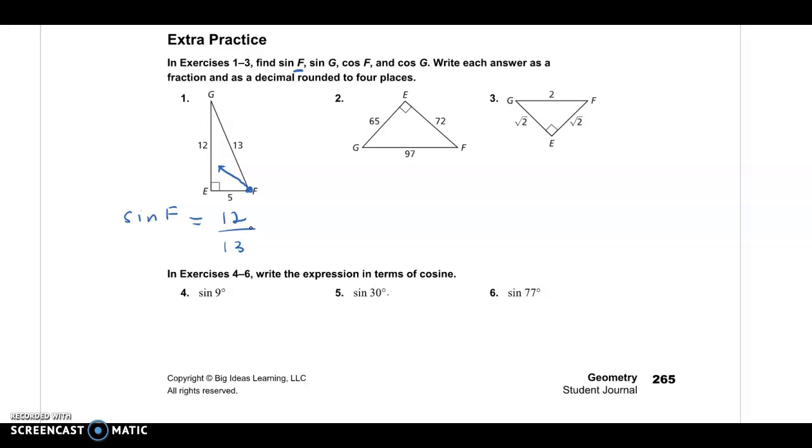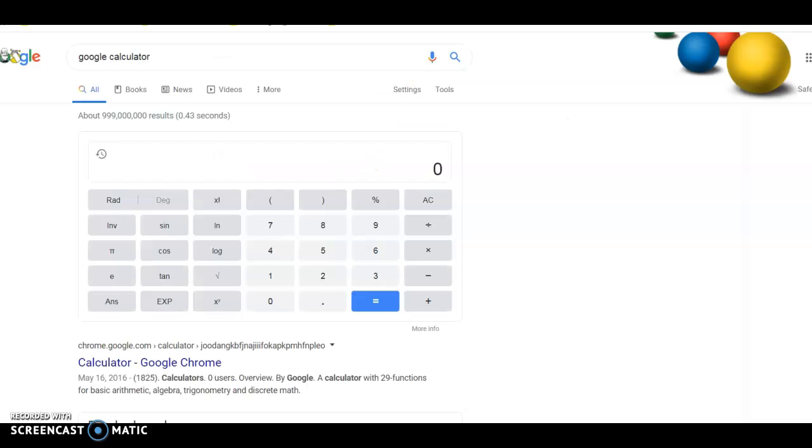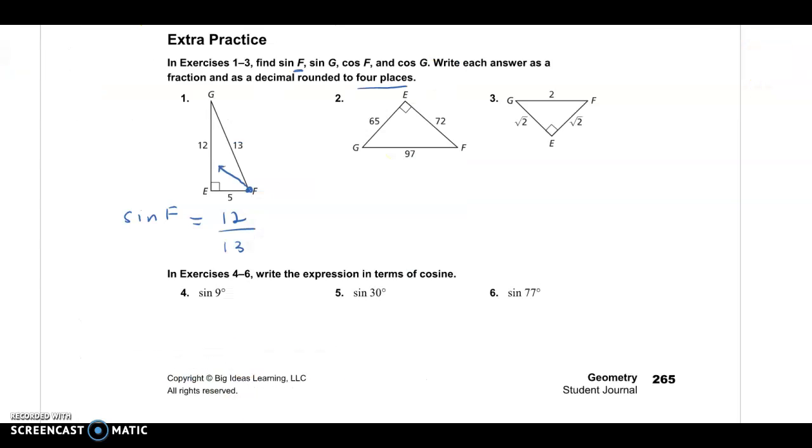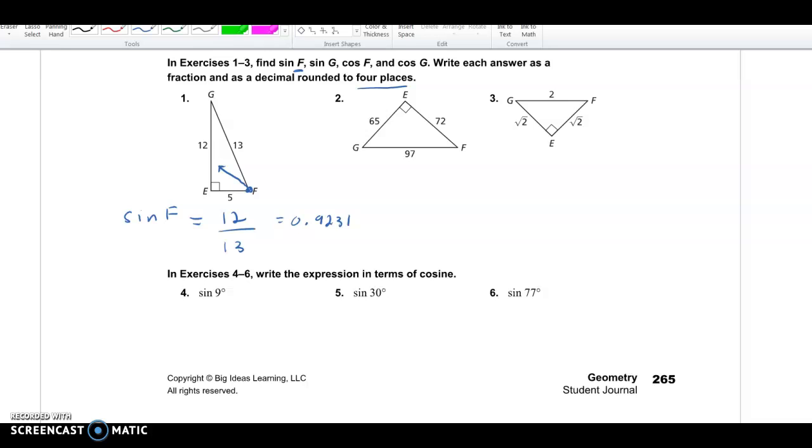In a lot of these problems, we're going to ask you to round it to 4 places. So let's jump over to a calculator real quick. I'm going to do 12 divided by 13, and I'm going to get 0.923. I got to round up here. This is going to be 0.9231. All right, I'm running a little bit out of space here.